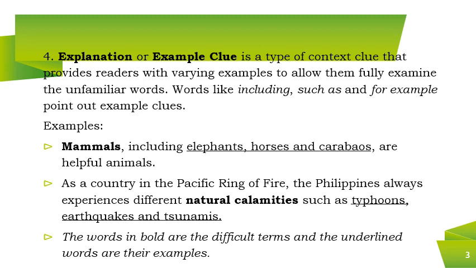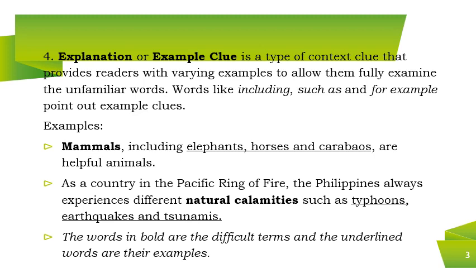Okay, the first example in your module is: mammals, including elephants, horses, and carabaos, are helpful animals. Mammals here is the unfamiliar word. In this sentence, there are many examples of mammals being stated. What are the examples? We have the elephants, the horses, and carabaos. So in this explanation or example clue, mammals is the unfamiliar word, and then we have the examples of mammals.